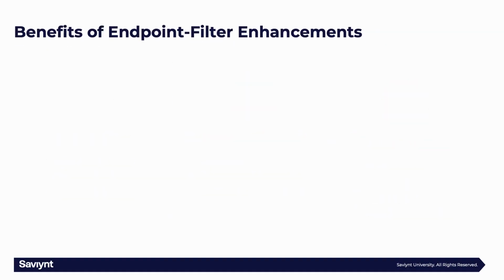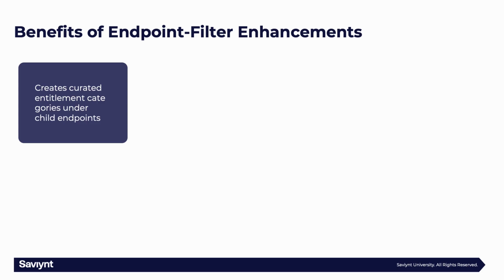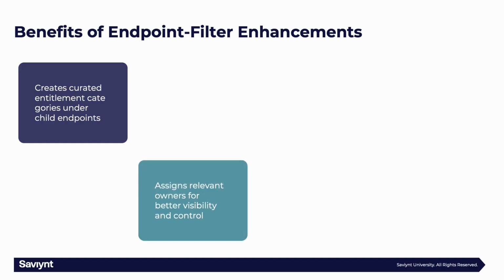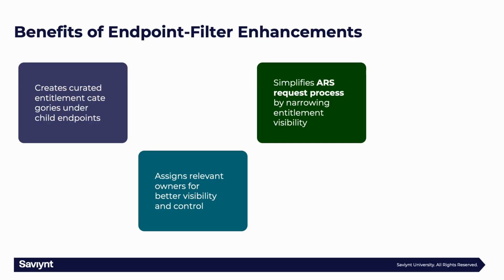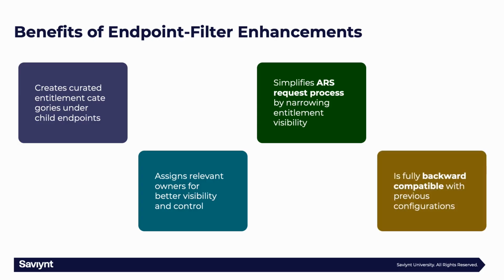Let's look at the benefits of this enhancement. First, it allows you to create curated and manageable entitlement categories under logical endpoints. Second, you can assign relevant owners to these groups, improving ownership clarity and accountability. Third, it simplifies the access request (ARS) experience by showing users only the entitlements they need to see. And finally, the feature is fully backward compatible, meaning all existing configurations will continue to work as they are.